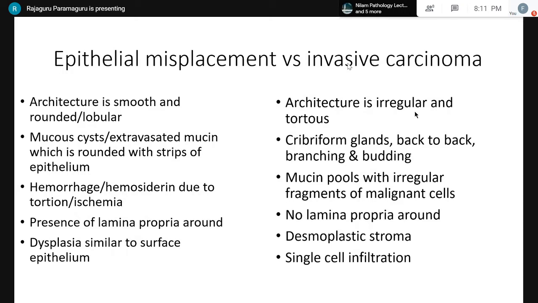With invasive carcinoma, we mainly have difficulties when it is associated with an adenoma on top. Here we'll see a lot of desmoplasia and single cell infiltration. There is not going to be any lamina propria surrounding that. The mucin pools are going to be irregular, with malignant cells floating within the mucin pools. So these are the main differentiating features.